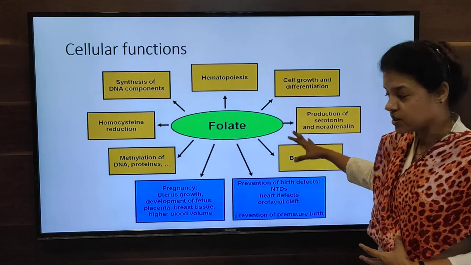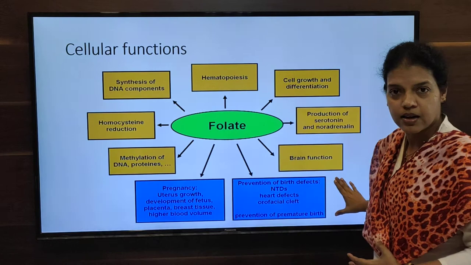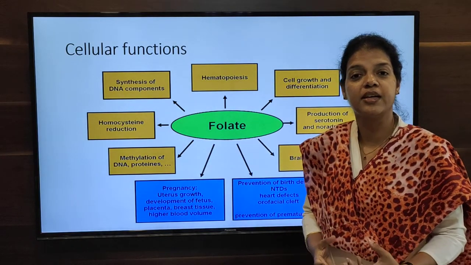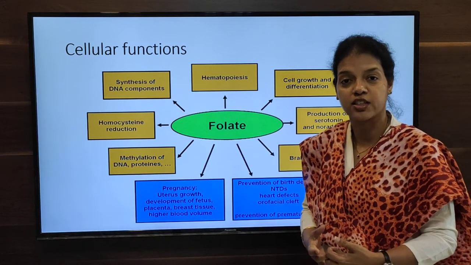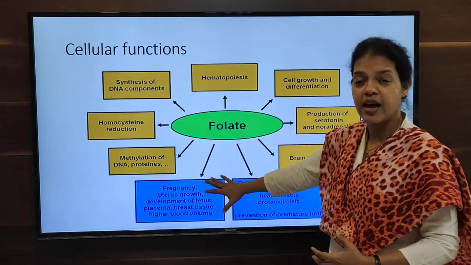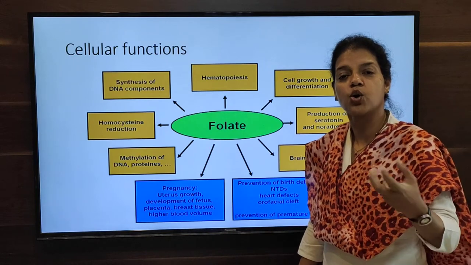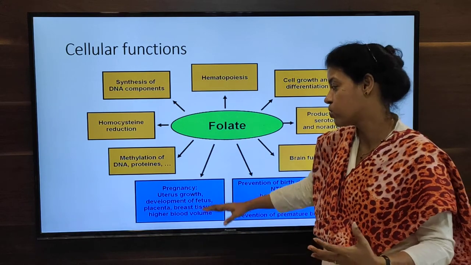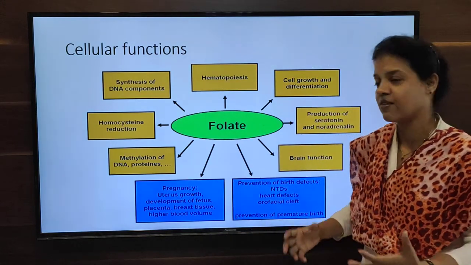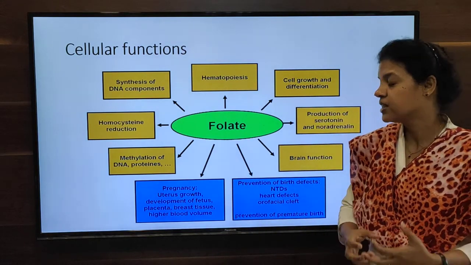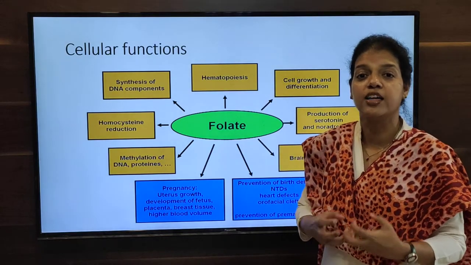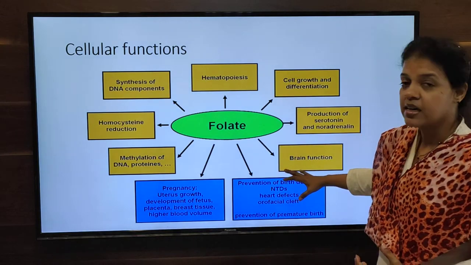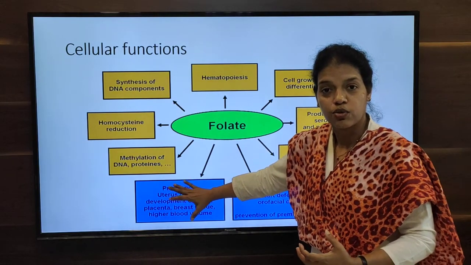Apart from all these functions, the portion that is highlighted in blue is one of the major functions of folate, where it plays a key role in reproductive health. So as we saw, it plays a role in growth and maintenance of cells. You will see pregnancy is all about growth. So it plays a role in the growth of the uterus, the development of the fetus, placenta, the breast tissue, and also the higher blood volume, because it's about RBCs and maintaining the blood volume. This is about the maternal tissue growth.